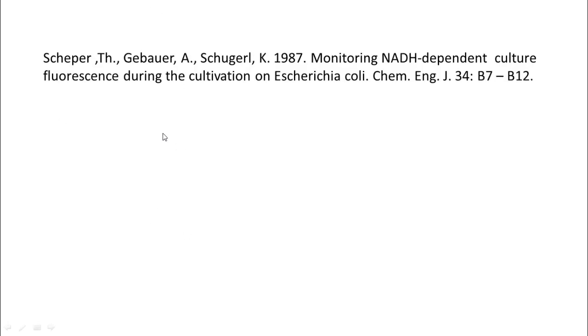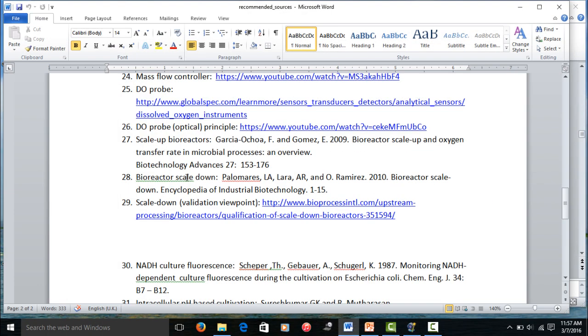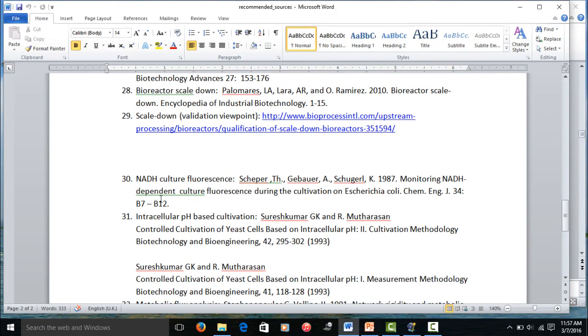You may want to look at this paper, which has also been given in your notes as one of the papers that you would want to look at. Let me direct that to you. This is number 30, NADH culture fluorescence. The authors are Schepper, Gebhard, and Schügerl. The title of the paper is Monitoring NADH Dependent Culture Fluorescence During Cultivation of E. coli. It was published in Chemical Engineering Journal in 1987.